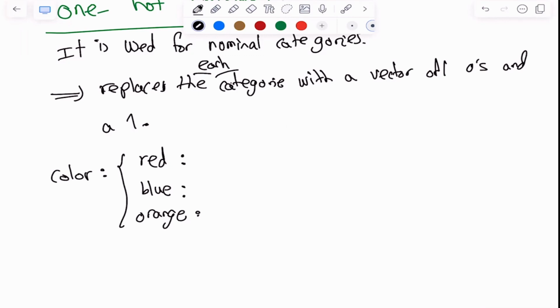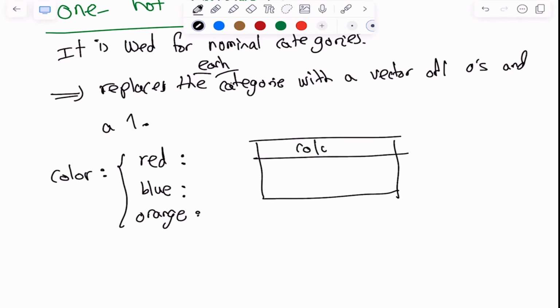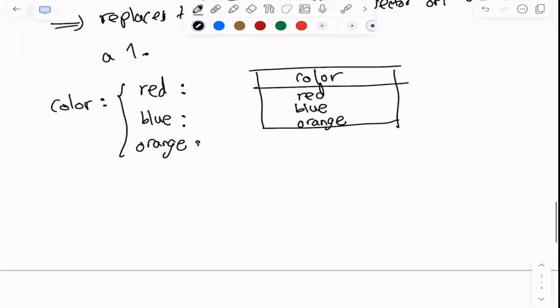So if you get a machine learning model, for example, you get something like this. Here the color is one of the features. You have red, you have blue, and you have orange. All right. So in the label encoding, we just saw that if you do the label encoding, you get 0, 1, 2. And we said it's really bad because there is no order.